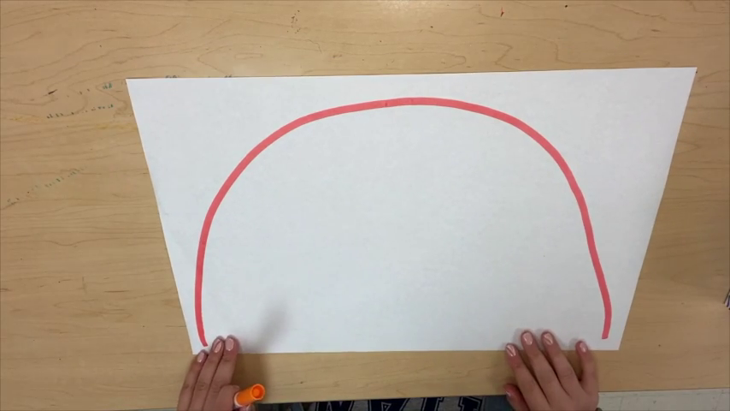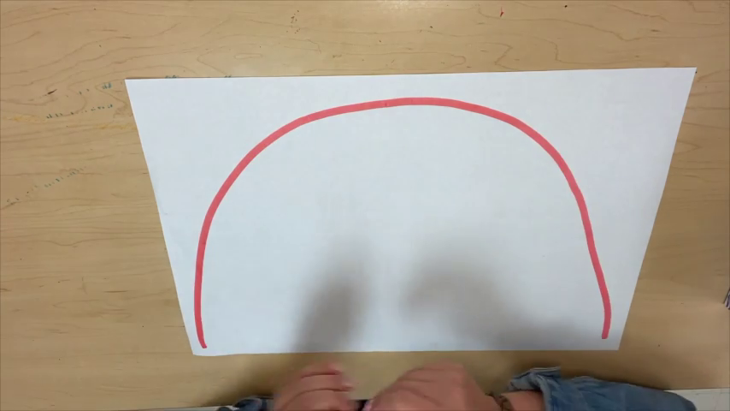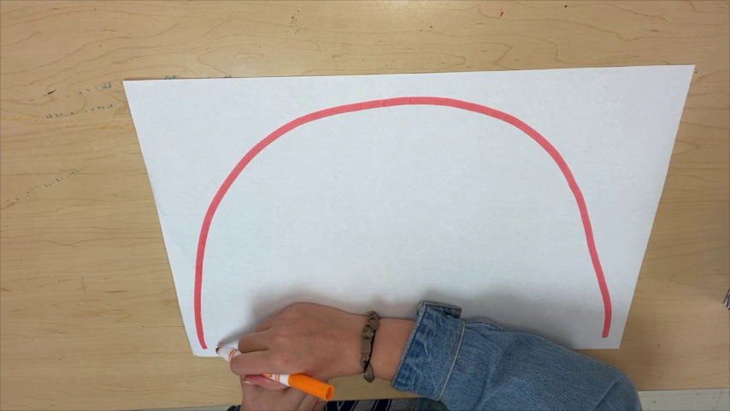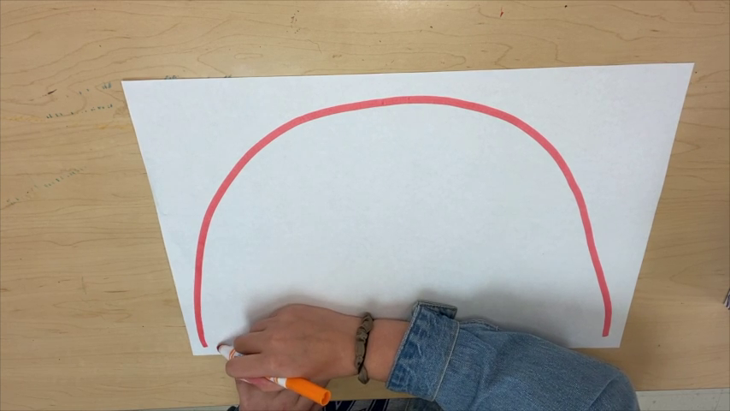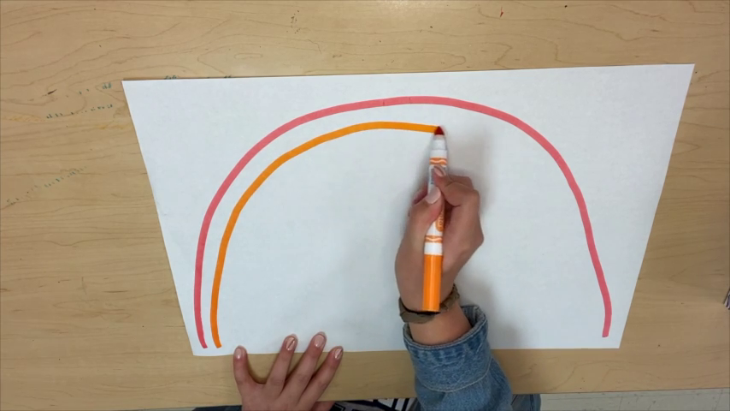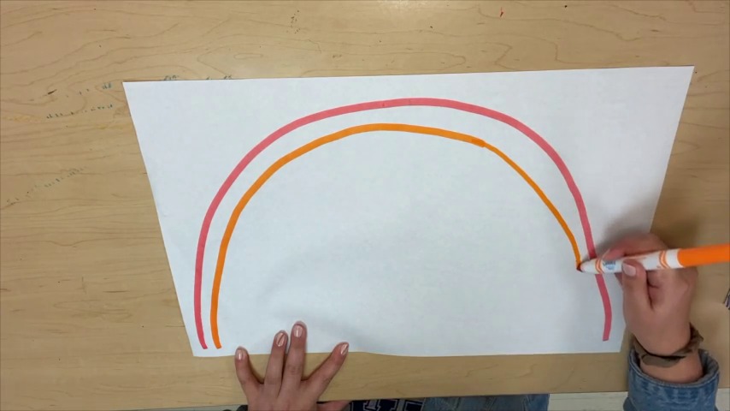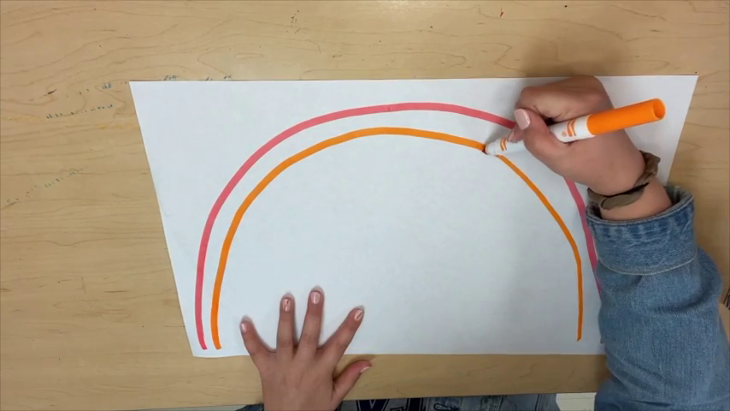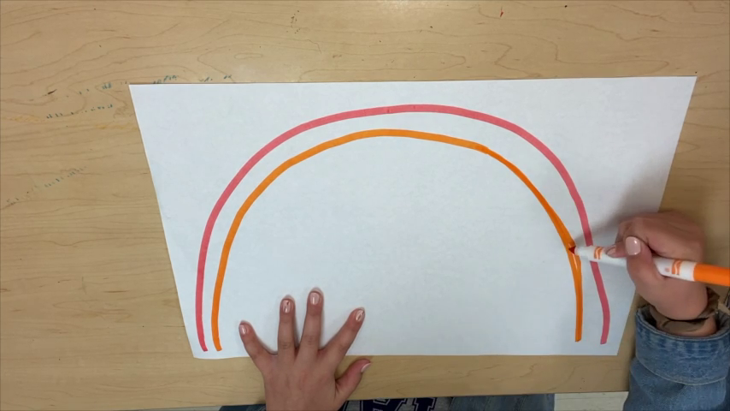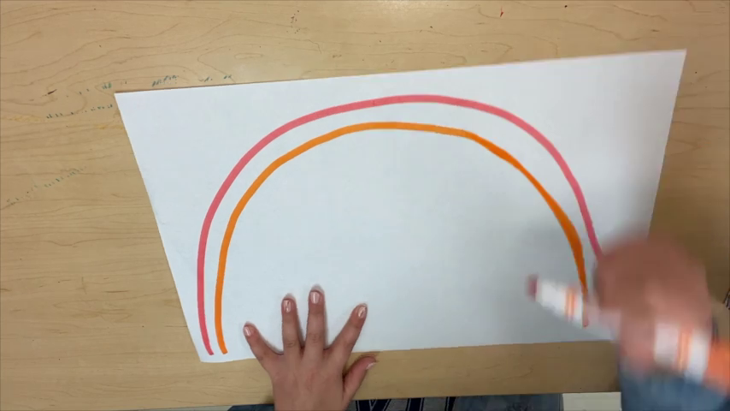Now that I have done my first color, I'm ready for my second. And the second color in the rainbow is orange. So I'm going to do the same thing, but I'm going to start a little bit inside. I'm going to give some space in between the two so that maybe later on I can fill it in with more color. So I'm trying to make sure that they're the same thickness throughout. And I'm liking how this looks.